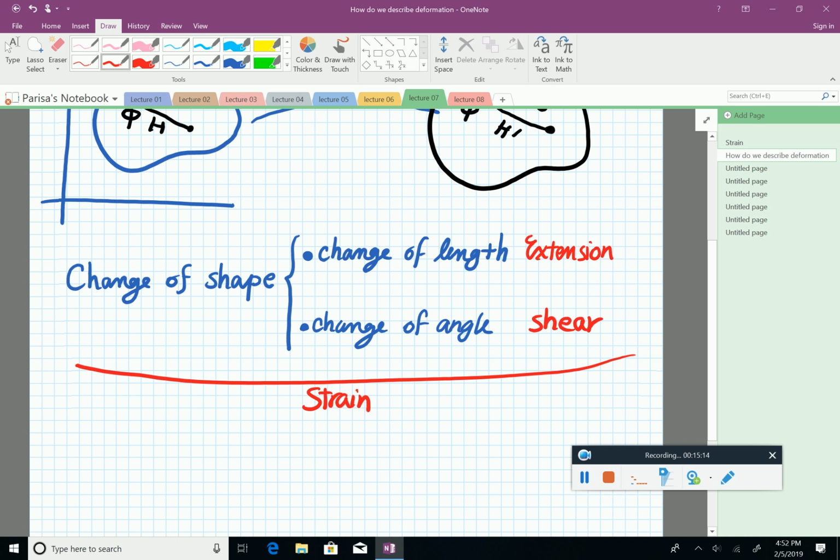So if we want to find a strain, we have to quantify change in length and change in angle, both. And this is what we are going to do. Now, to quantify things, we always kind of, in continuum mechanics, go and look at a small element and try to see what happens to that element. And this is exactly what we want to do.